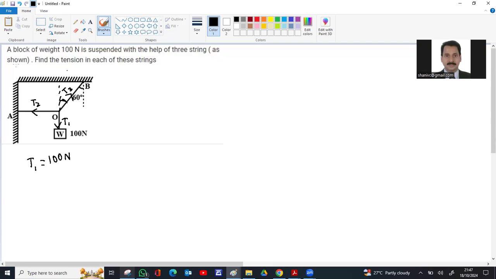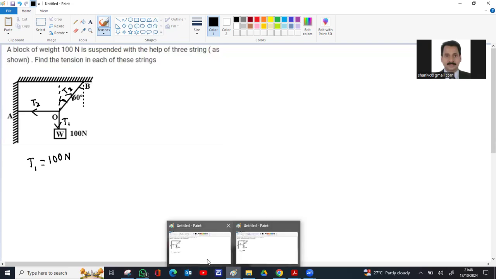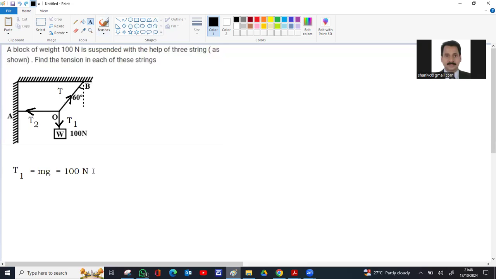Now for finding the other tensions, this T2 is towards left, T1 is vertically downward, T3 is not horizontal or vertical, it's inclined. So we resolve T3 into horizontal and vertical components. Then you can equate the right component towards T2, and the upward component equal to T1. For equilibrium, the net force has to be 0. Net upward force has to be equal to net downward force.